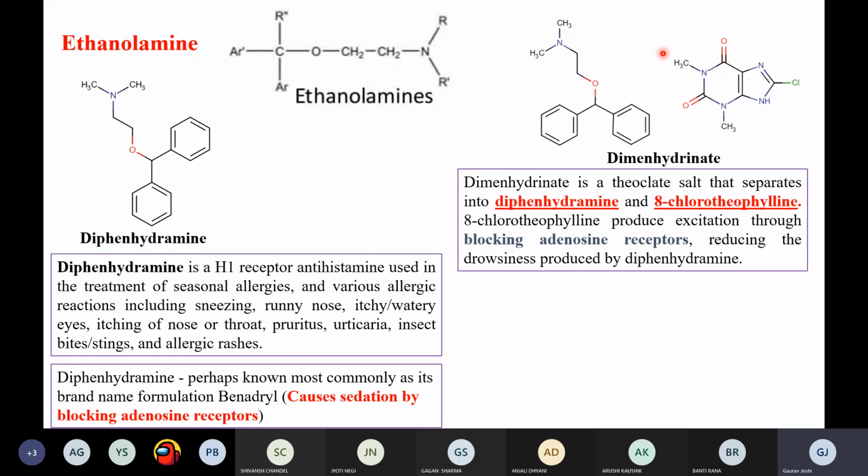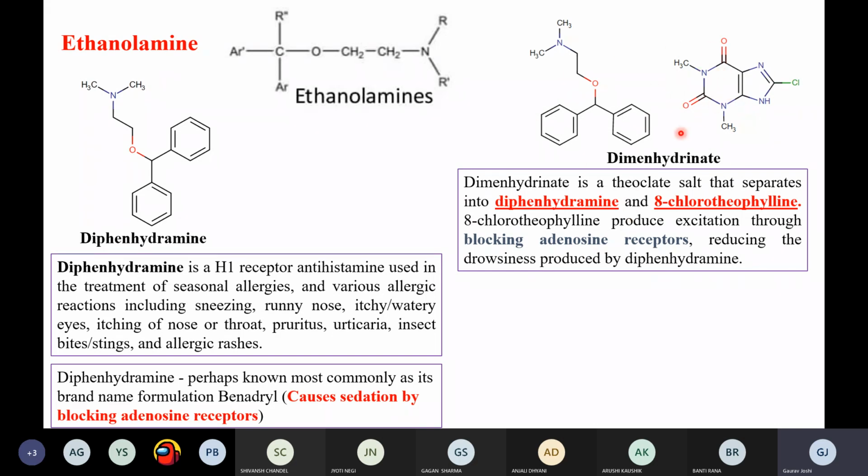For example, caffeine is also a type of theophylline. So basically what they have added is a salt of 8-chlorotheophylline, right? What the theophylline actually does is produce excitation by blocking the adenosine receptor, reducing the drowsiness produced by the diphenhydramine. So this is how they have improved the activity.